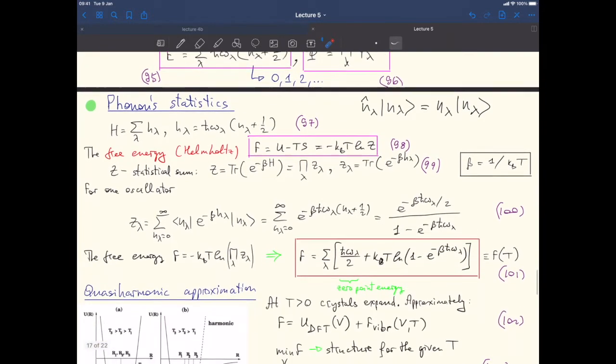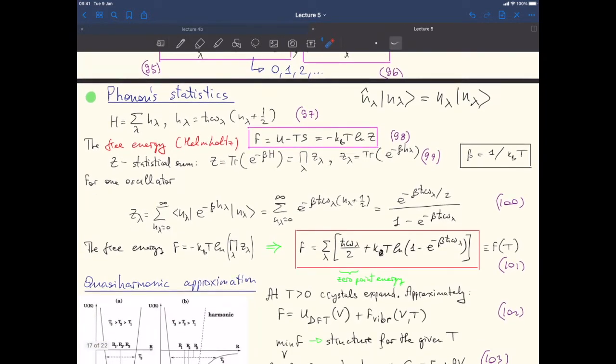The Helmholtz free energy can be obtained from the partition function Z in quantum statistical mechanics, and k_B T is the temperature. So Z, the partition function or statistical sum, is obtained as a trace of the e to the minus beta H operator, and beta is the inverse of k_B T.